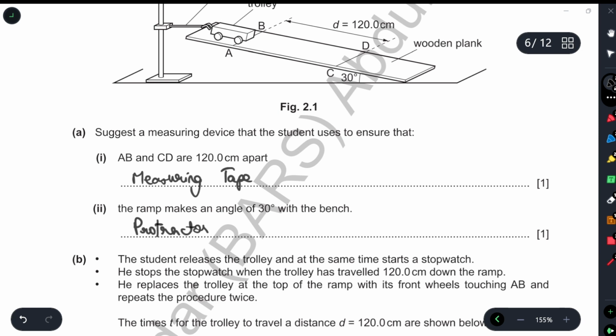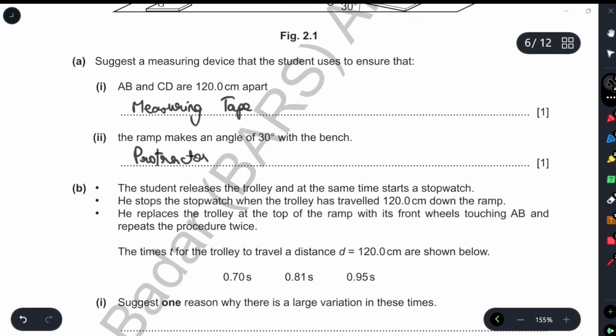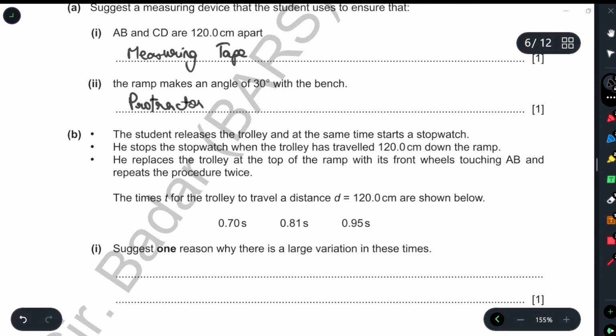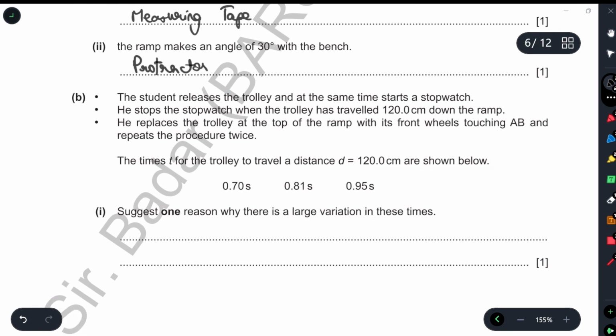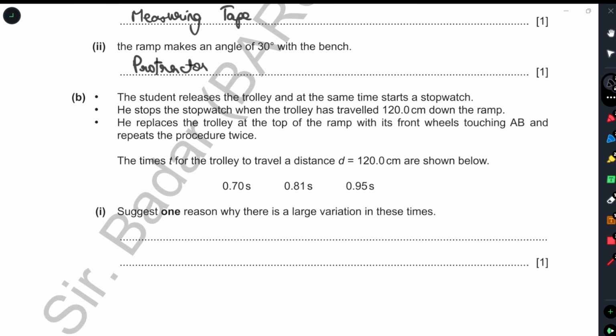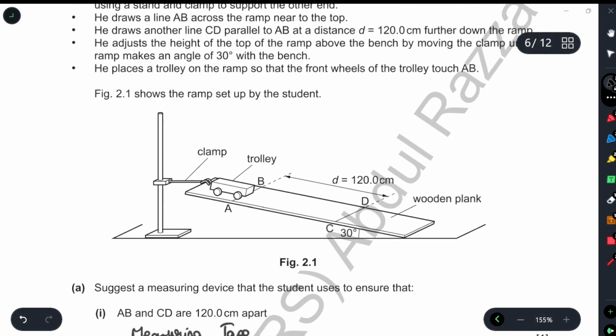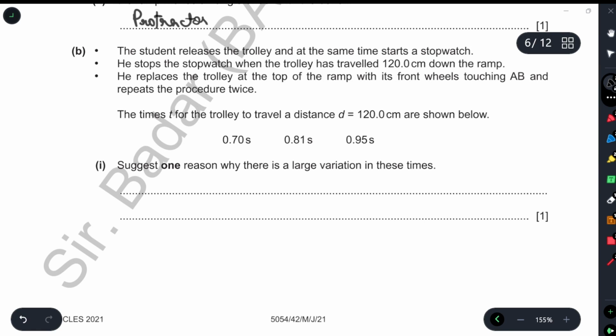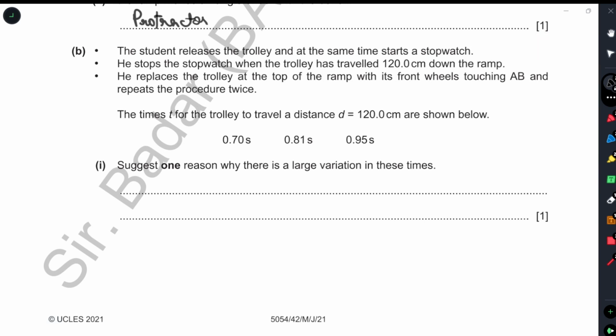The correct word for that is protractor. Take care, the student releases the trolley and at the same time starts a stopwatch. He stops the stopwatch when the trolley has traveled 120 centimeters. He replaces the trolley at the top of the ramp with its front wheels touching. AB repeats the procedure twice. Suggest one reason why there is a large variation in these times.